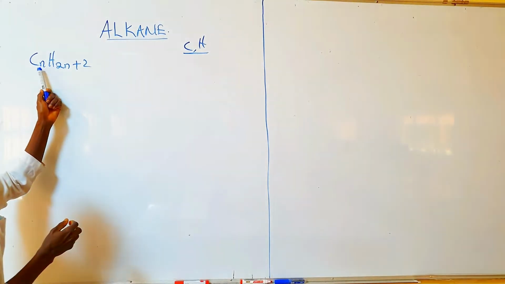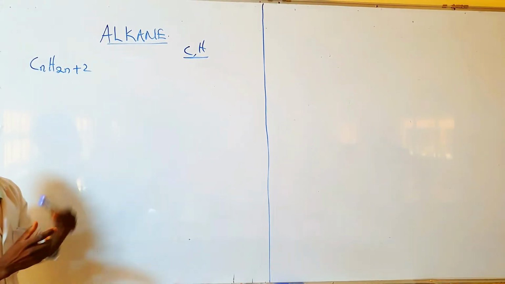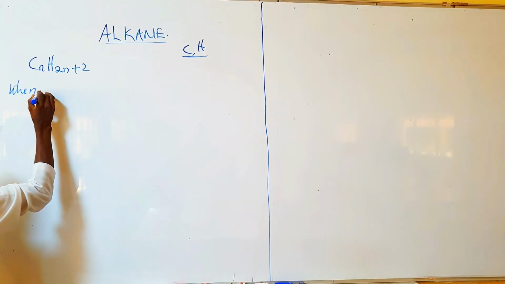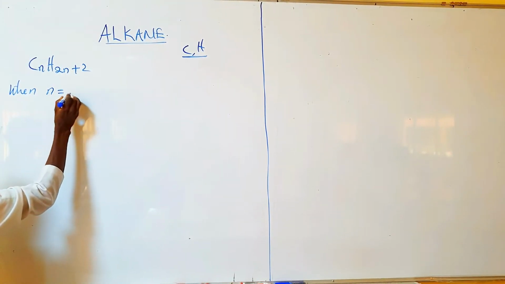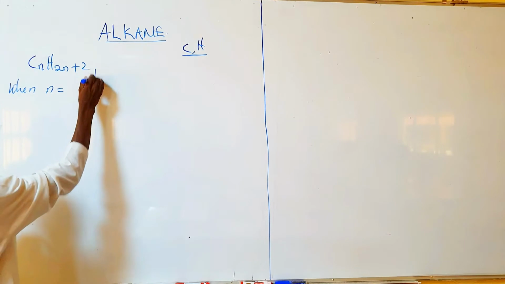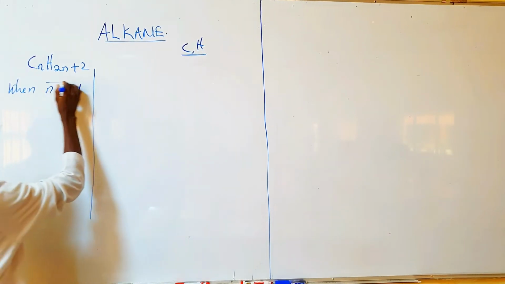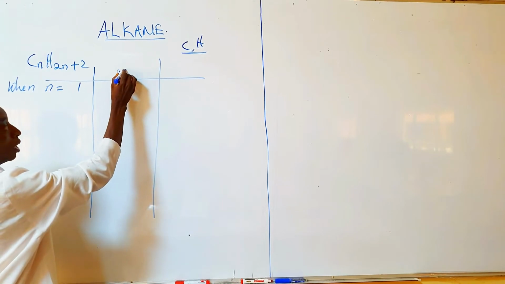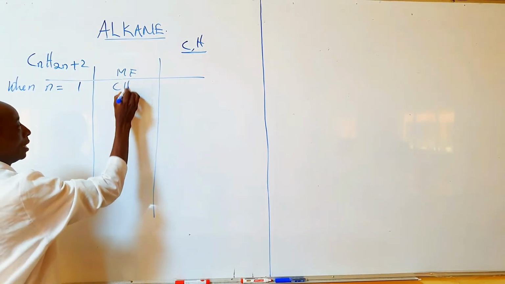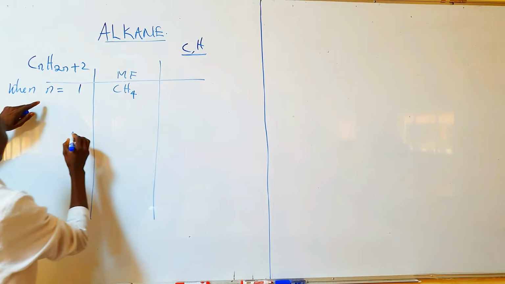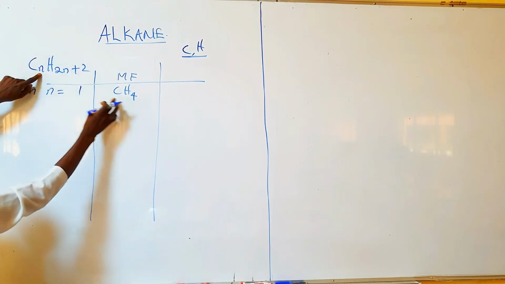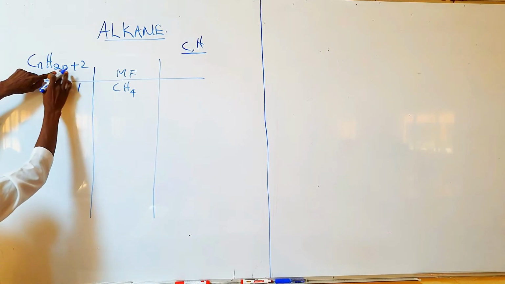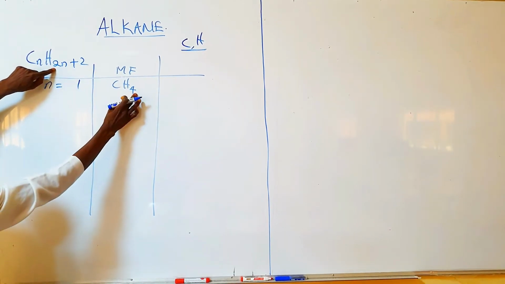General formula CnH2n+2. So when n is equal to 1, we have the molecular formula as CH4, that is 1 carbon atom, then 2 times 1 making 2, plus 2, 4.